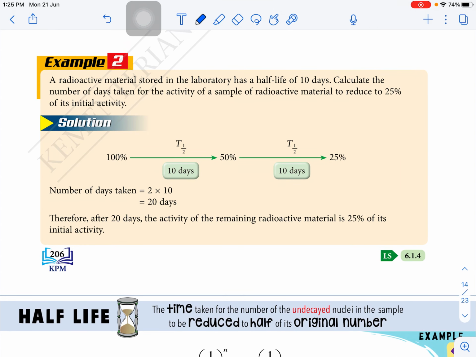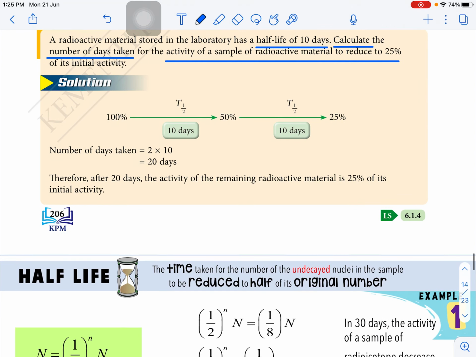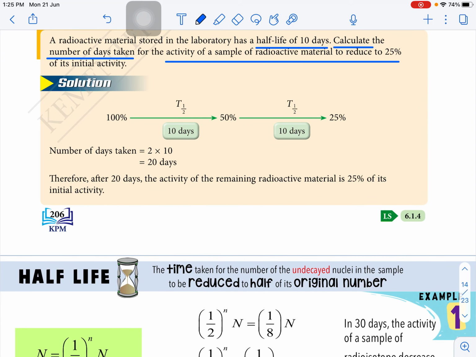For example 2, a radioactive material stored in the laboratory has a half-life of 10 days. We want to find the number of days taken for the activity of the sample to reduce to 25% of its initial activity. This information is in the form of percentage. So we start with 100%. Half of 100% becomes 50%. That is our first half-life.